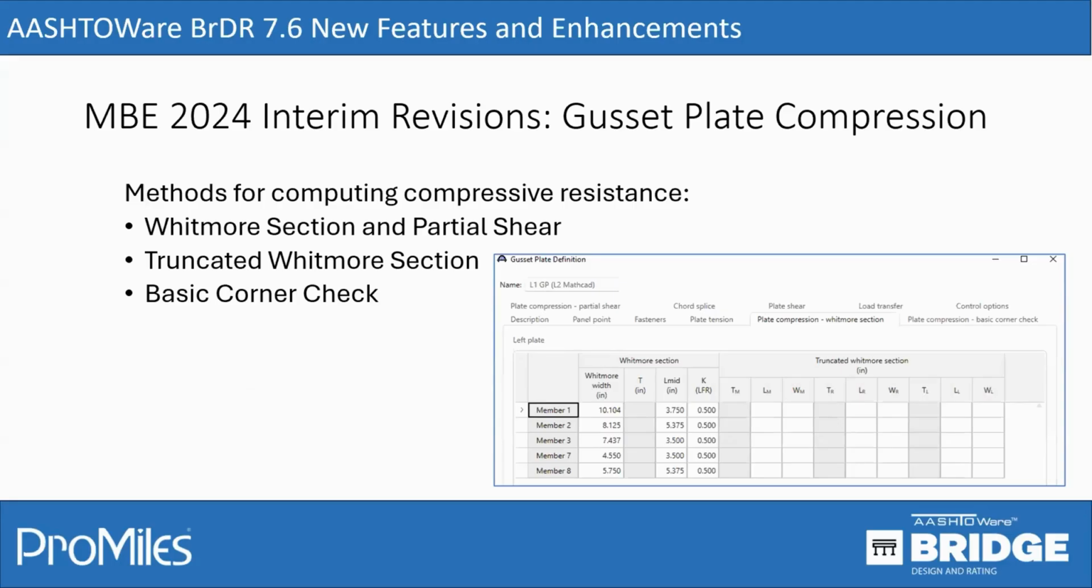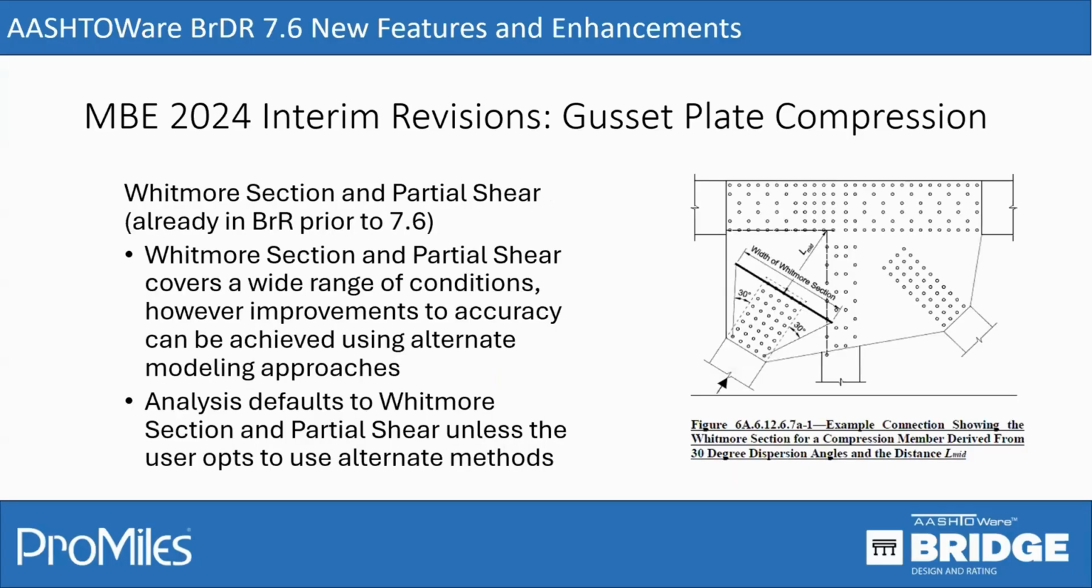The other main change with the MBE 2024 interim updates was the addition of two new analysis methods for gusset plate compressive resistance. Prior to 7.6, the method that was in the software, that's been used just up until now, was the Whitmore section and partial shear compression check.